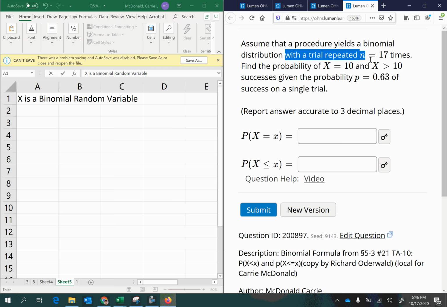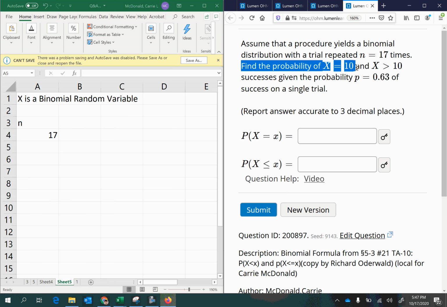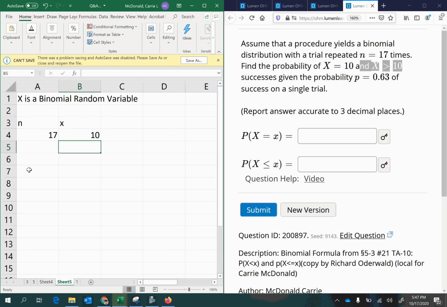With a trial repeated 17 times. Okay, that's important. So let's go ahead and put that down. N is 17. Find the probability of x being 10. Okay, so x is going to be 10. Okay, and also x greater than 10. So what they said was we are going to find the probability that x is equal to 10 and the probability that x is strictly greater than 10.